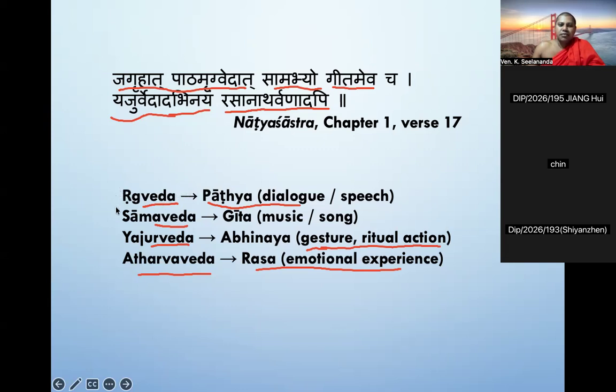These are the 4 Vedas in Sanskrit Vedic literature, and according to Bharata Muni, Natya Sastra is the fifth Veda.